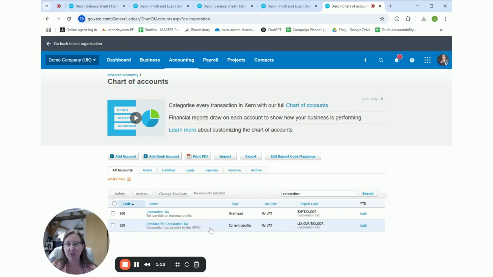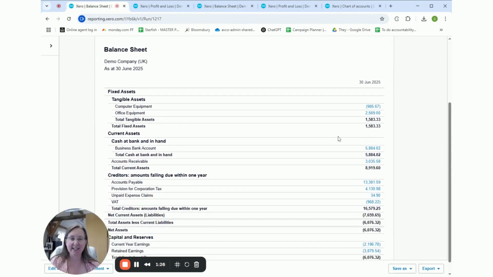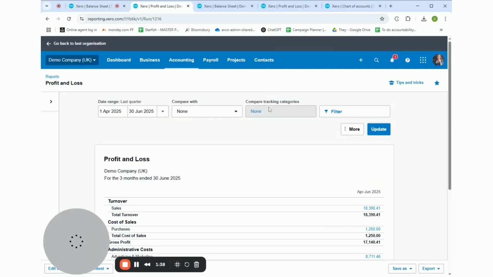And the difference between those two is that the overhead actually shows up on your profit and loss account, whereas the current liability doesn't. It's hidden away on your balance sheet. So if I go back to my balance sheet, which is where we started, we can see here this company still apparently owes 4,130 quid in corporation tax. And actually it all looks a bit depressing because they've made a loss in the current year. So I'm going to go and have a look now at how that looks on the profit and loss.